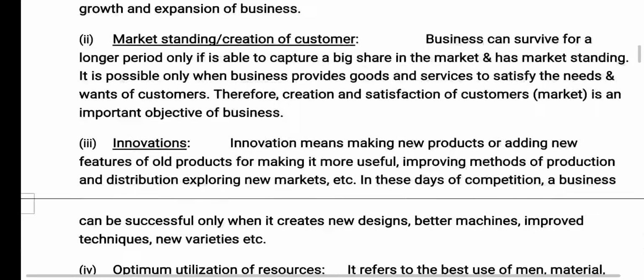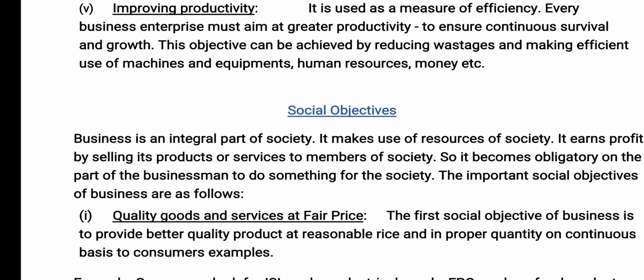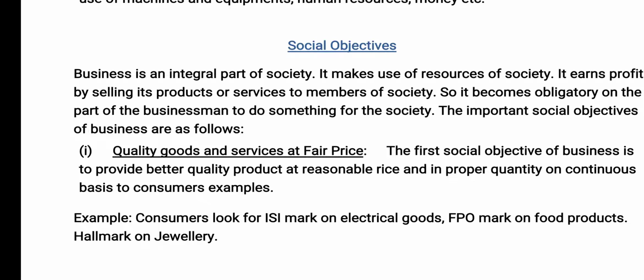Now we will discuss the social objectives of business. First of all, it is making use of the resources of the society. As you are producing a product, that product is produced by using the resources of the society. So earning profit is your aim for your growth and survival, but it should be the aim of every businessman that in return they have to do something for the society.